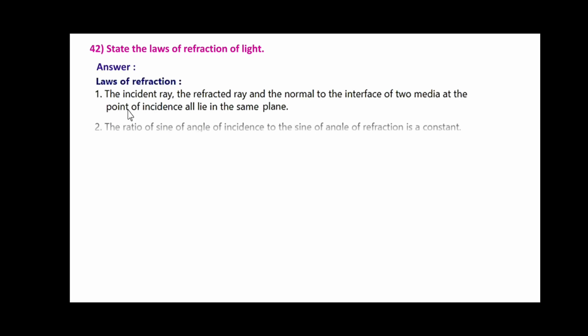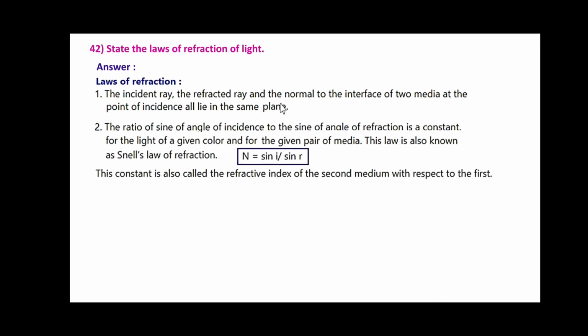State the laws of refraction. Here, first the laws of refraction. First point: the incident ray, the refracted ray and the normal to the interface of two media at the point of incidence lie in the same plane. The ratio of the sine of the angle of incidence to the sine of the angle of refraction is constant for light of a given color and for a given pair of media. This law is also known as Snell's law of refraction. So n is equal to sine i upon sine r. Here n in small letter can also be used. This constant is called the refractive index of the second medium with respect to the first one.